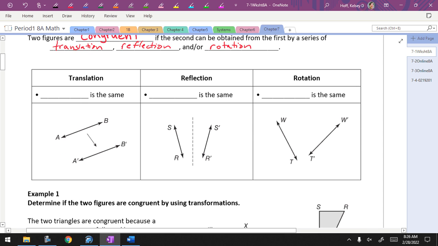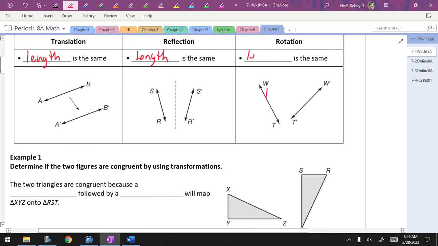So on a translation, on a reflection, and on a rotation, the length is the same. Every single one of these blanks is length. Because it's so important to understand, no matter if you spin it or flip it or slide it, it does not change size. It does not change size. Okay, so what does this mean for us?